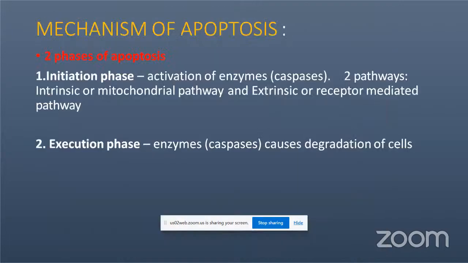Then the next one is the mechanism of apoptosis. There are 2 phases of apoptosis: first the initiation phase and next the execution phase. In the initiation phase, enzymes are activated, that is FasL. There are 2 pathways: the intrinsic or mitochondrial pathway and the extrinsic or receptor mediated pathway. These 2 pathways come under the initiation phase. Then in the execution phase, enzymes cause degradation of cells.